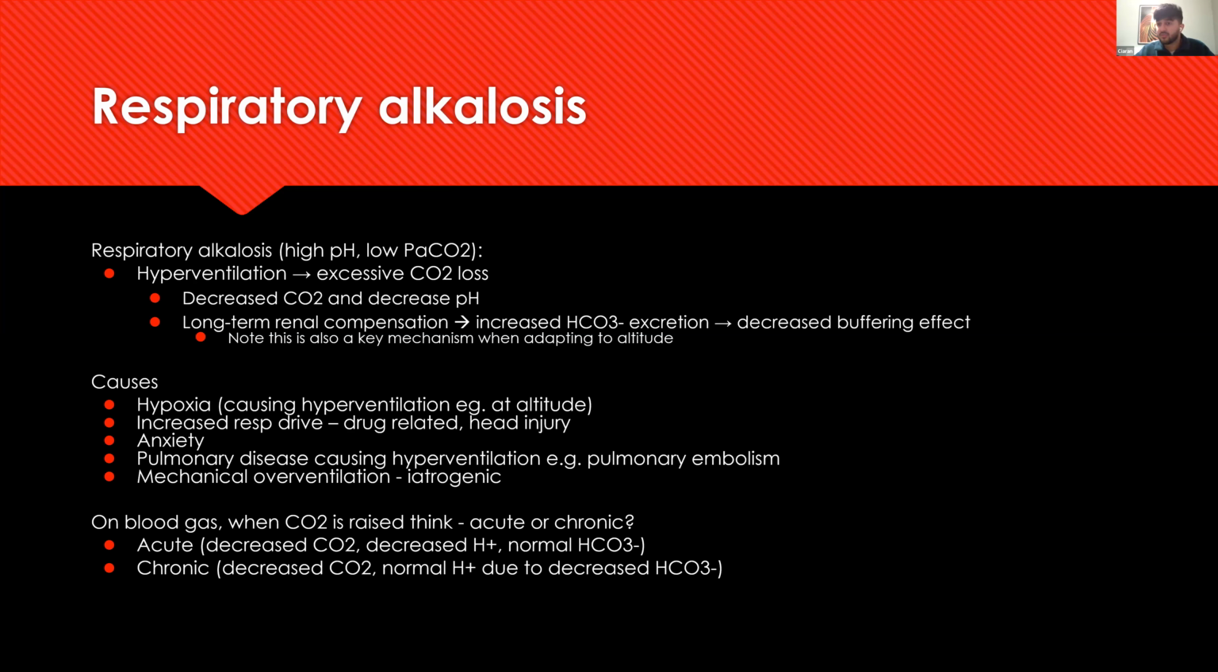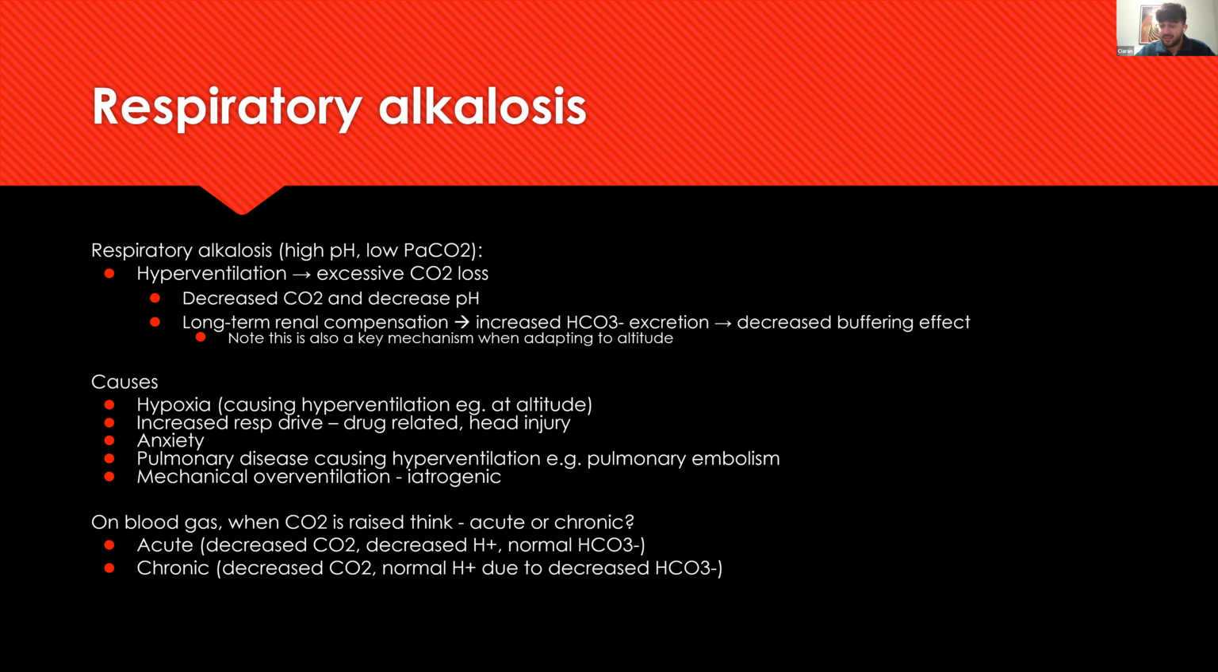And it's important to note this is also a key mechanism which is used when adapting to altitude, because of course the partial pressure of oxygen decreases as you get to higher and higher altitude, so the body needs to compensate for this. Now, in terms of the causes of respiratory alkalosis, there's a variety which can result in hyperventilation, such as hypoxia, as I mentioned, due to altitude, an increased respiratory drive, which can be drug-related, or also due to a head injury, which can compromise structures within the brainstem, anxiety, pulmonary disease causing hyperventilation, and also mechanical overventilation.